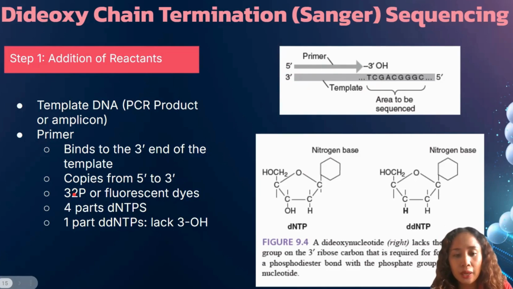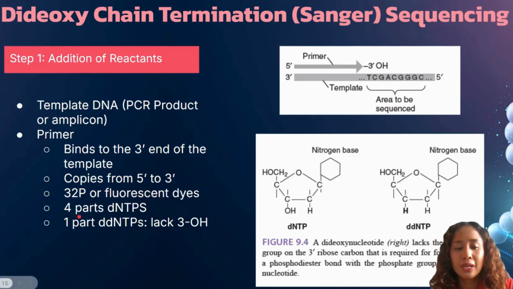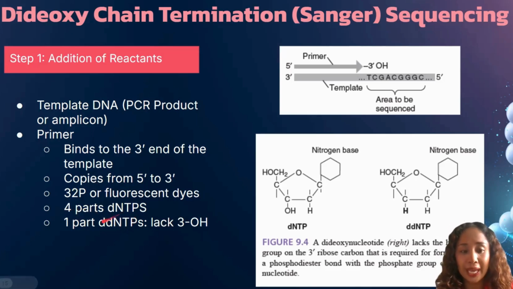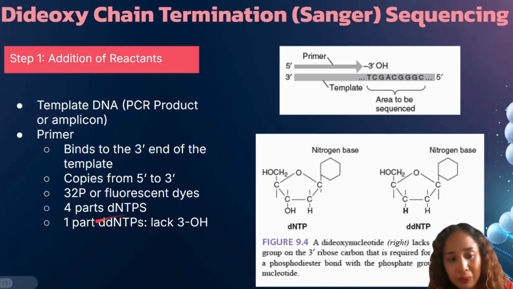But modern methods now use fluorescent dyes. It's more common and safer for the environment compared to radioactive labels. Now there must be a perfect ratio between dNTPs, our building blocks, and ddNTPs, the ones that create fragments. So, 4 parts dNTPs and 1 part ddNTPs.